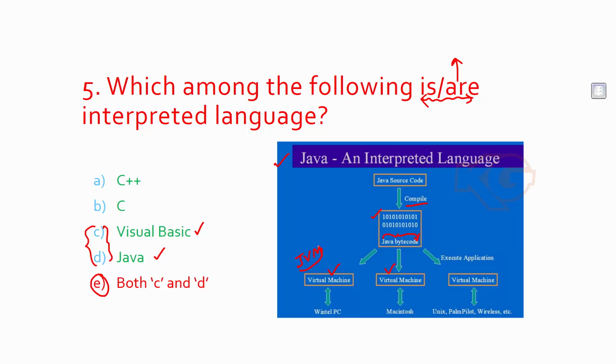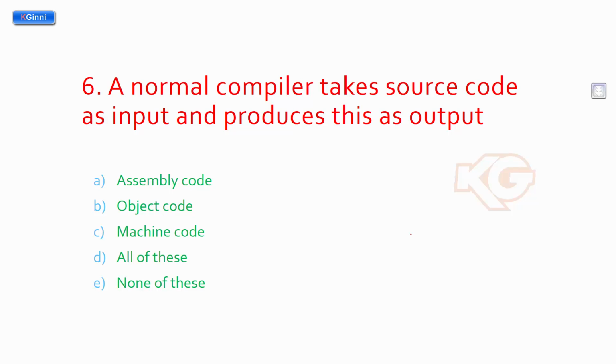You might observe these things. This is independent of each and every operating system. Here it is Windows, Macintosh or Mac OS, and different versions of Linux and Unix. This is one of the greatest advantages of Java, why it became platform independent and also supports internet applications hugely. A normal compiler takes source code as input and produces this as output.